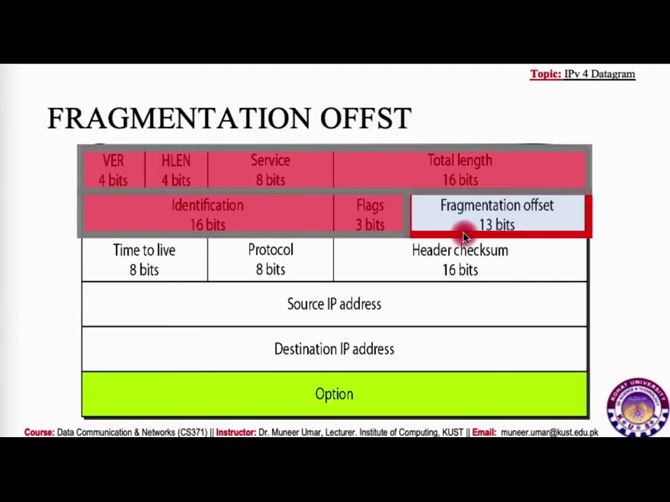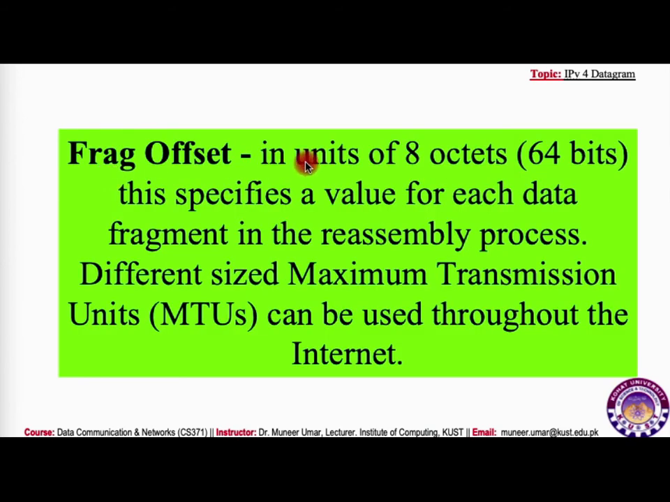The next field is fragmentation offset. Fragmentation offset is in units of 8 octets or 64 bits. This specifies a value for each data fragment in the reassembly process. Different sized MTUs, which stands for maximum transmission units, can be used throughout the internet.